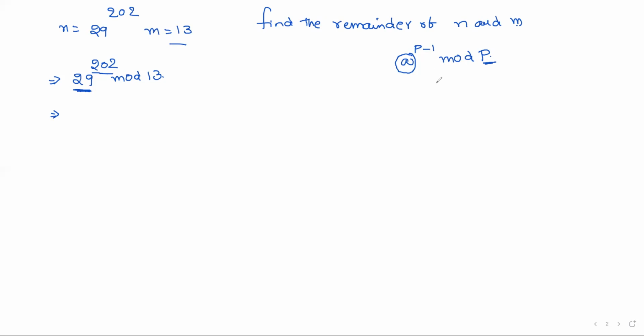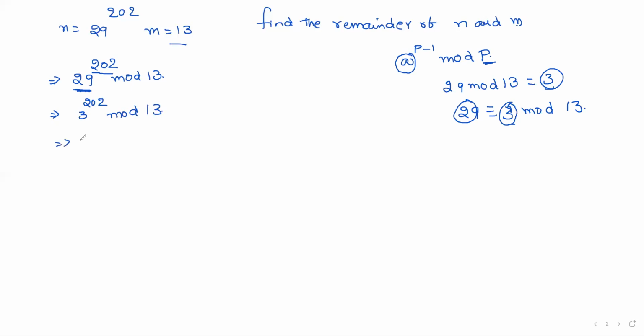How? Simply perform the modulus operation. 29 mod 13 gives 3. In simple terms, 29 is congruent to 3 mod 13. If you use either 29 or 3, both produce the same result. So instead of 29, I am using 3. So 3 power 202 mod 13. Now 202 is converted in terms of 13: 3 power 13 into 15 plus 7 mod 13.